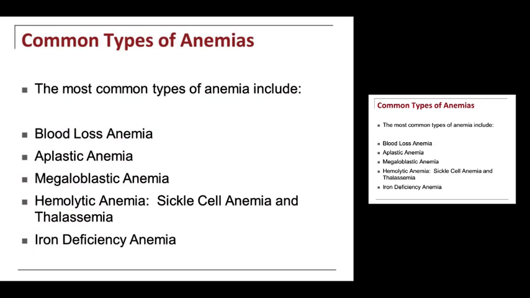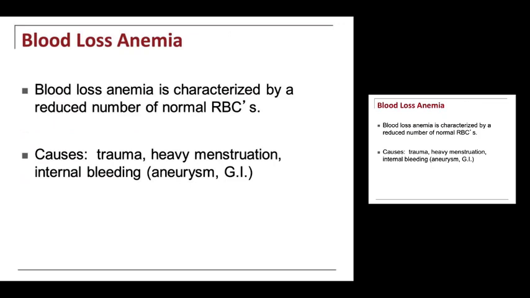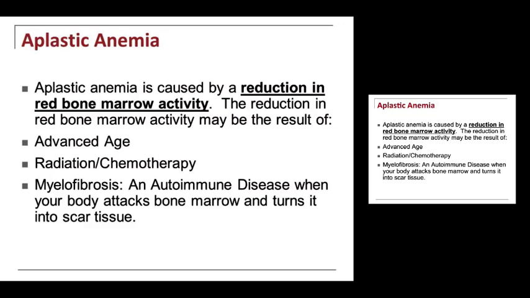The most common types of anemia are blood loss anemia, aplastic anemia, megaloblastic anemia, and hemolytic anemia, such as sickle cell or thalassemia, and then the iron deficiency anemia. So blood loss is as it sounds. It's characterized by a reduced number of normal RBCs. Causes include trauma, heavy menstruation, or some sort of internal bleeding, like from a blood vessel that ruptures, or an aneurysm, or some sort of ulcer in the stomach or anywhere in the GI tract, the gastrointestinal tract.